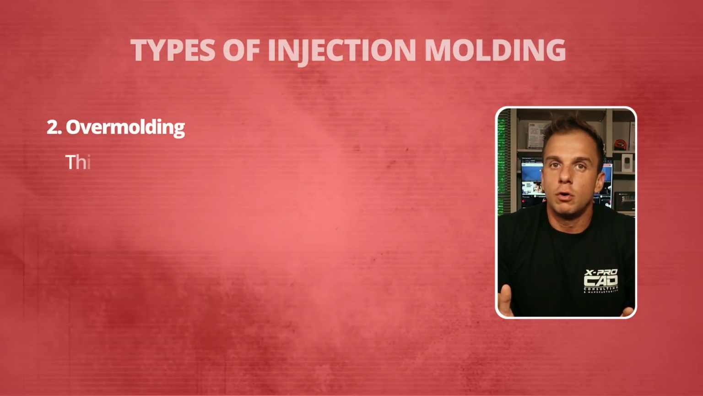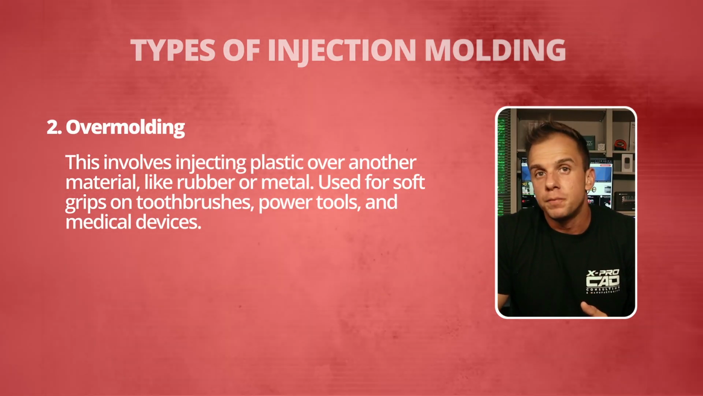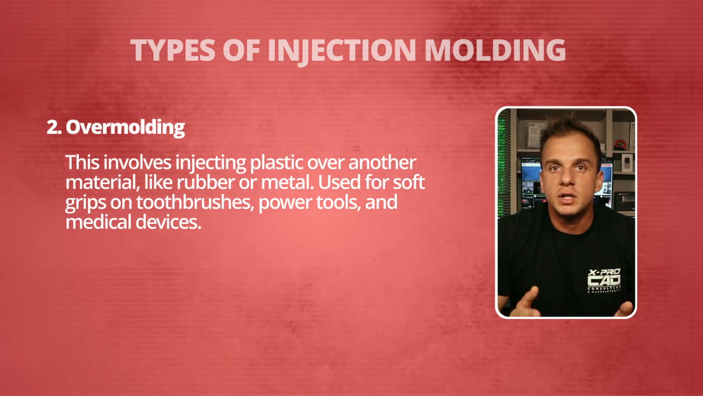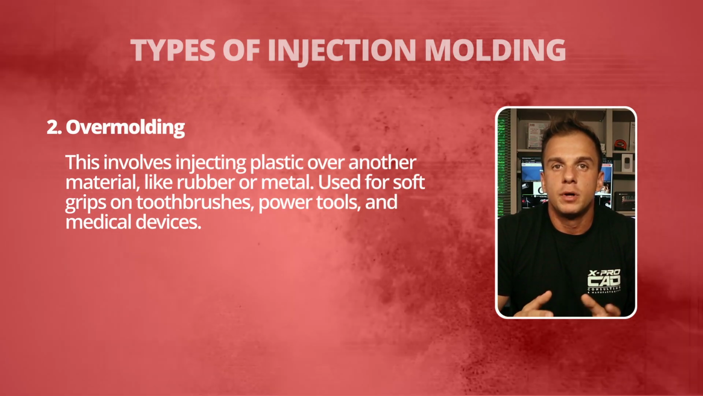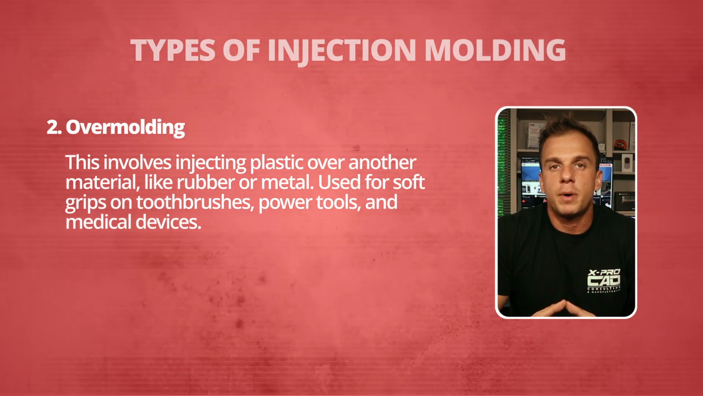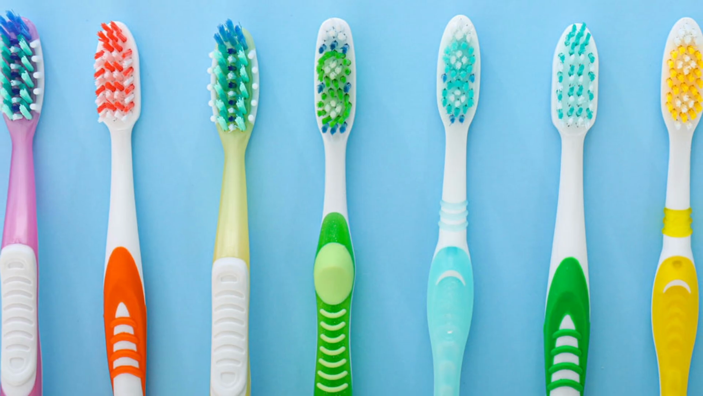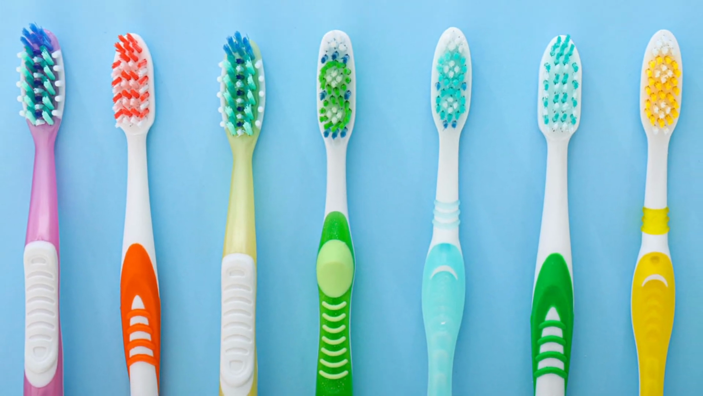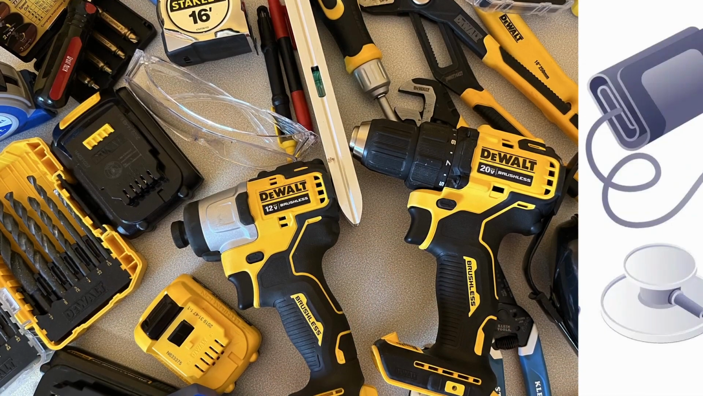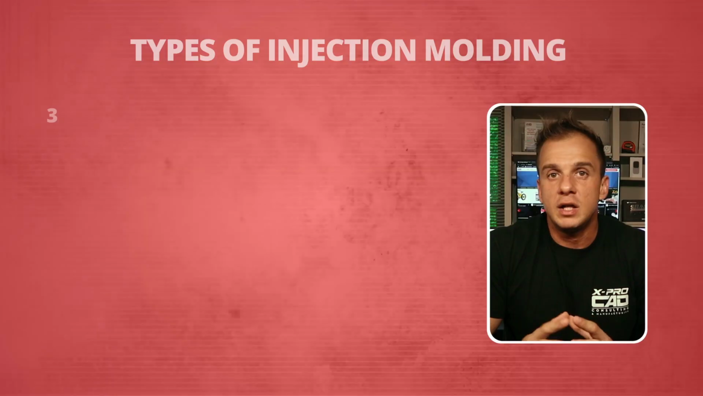Number 2, overmolding. Overmolding is a bit more complex. It involves injecting plastic over another material, usually another plastic, rubber, or even a metal. This is used to add grip, create multi-material designs, and encapsulate electronics. Think about your toothbrush handle with a soft rubbery grip over a hard plastic core, that's overmolded. It's common in tools, electronics, and medical devices where comfort and functionality meet. That's an important part.